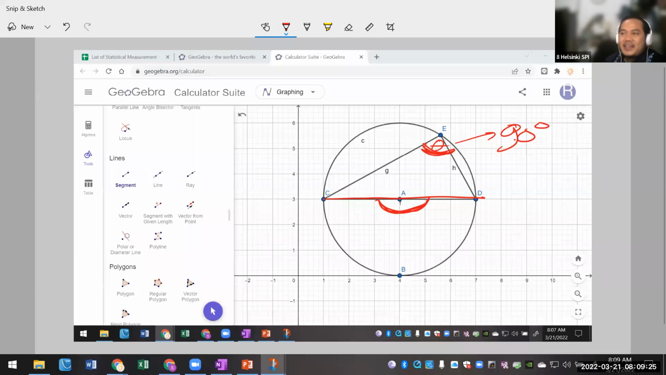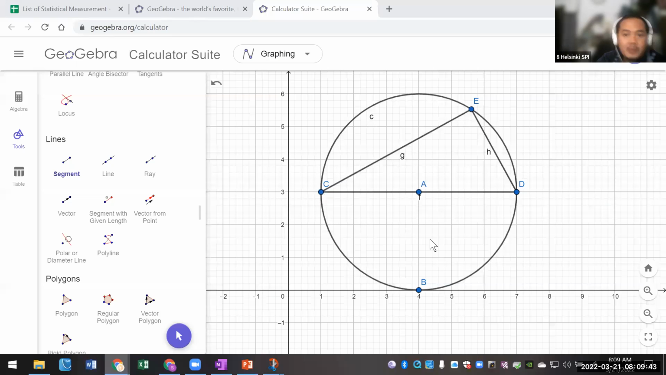So basically, again guys, the theorem also works if it's like this, where the angle will be a reflex angle. Because this is a straight line, it has 180 degrees, so this will be 90 degrees. So let's go back to the image again. I'm going to prove that this is 90 degrees.